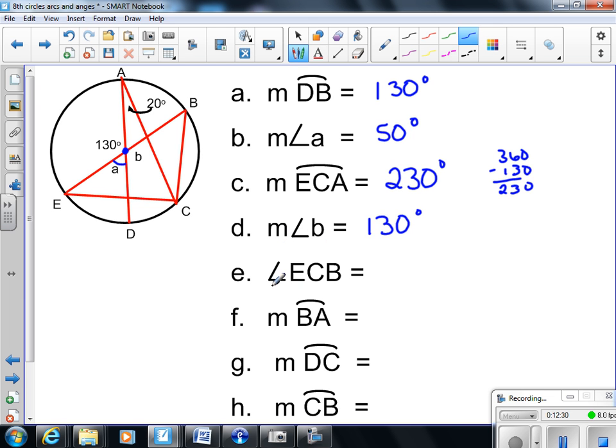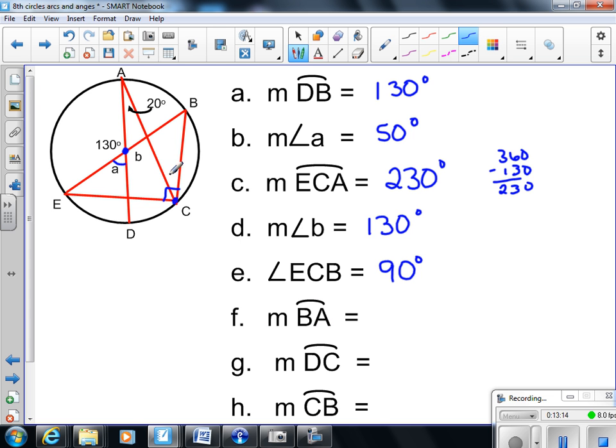We already found the measure of angle B. What's the angle measurement of ECB? What is the measurement of that angle? Now, how do I know that that's a right angle? Are you sure? You can prove it because it is an inscribed angle. It has its vertex on the circle, and its arc is a semicircle, which is 180, and its measurement must be half that, or 90 degrees. So that's how I know, not just because of the way it looks.